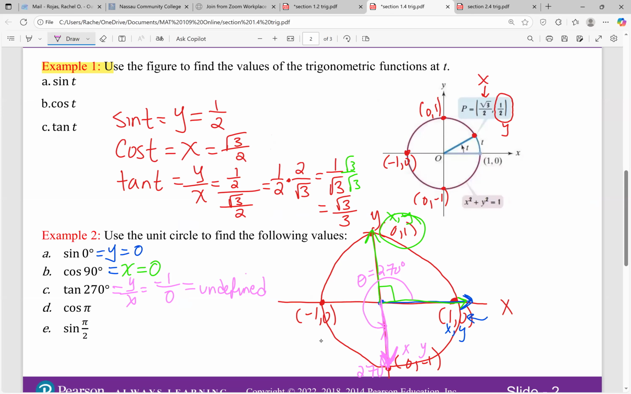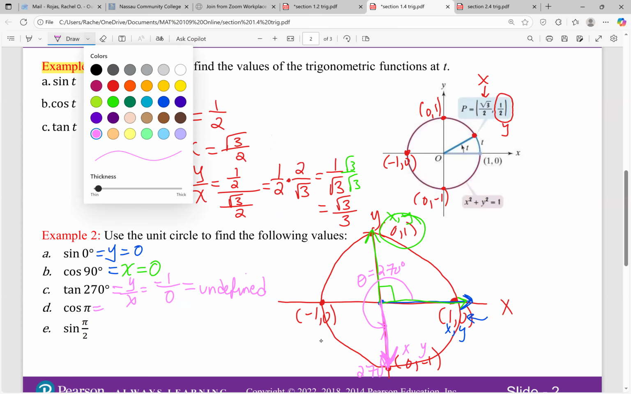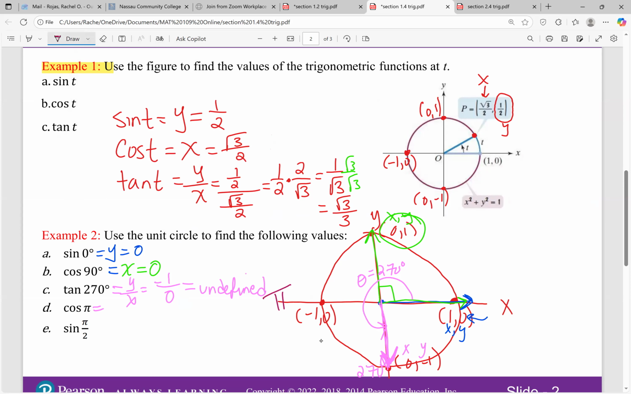What about cosine of pi radians? So now we're in radian measure. And pi radians coincides with the x-axis, right? If we were to go halfway around the unit circle, we'd form an angle of pi. And that angle is going to go through the point (-1, 0). So x is -1, y is 0. And cosine, remember, is equal to x. And x in this case is -1. So the cosine of pi is equal to -1.